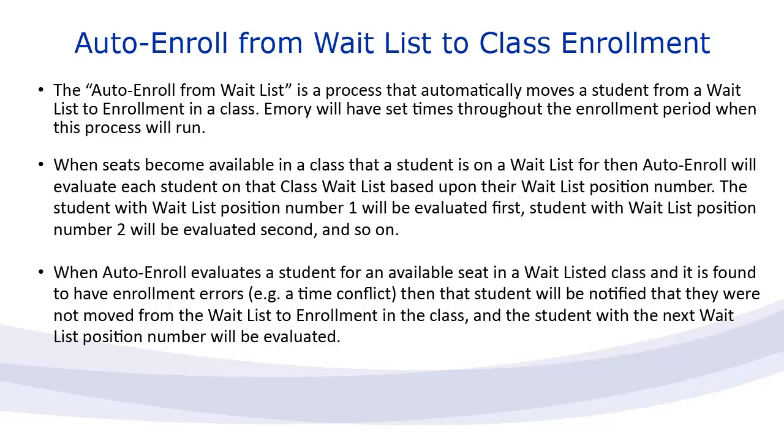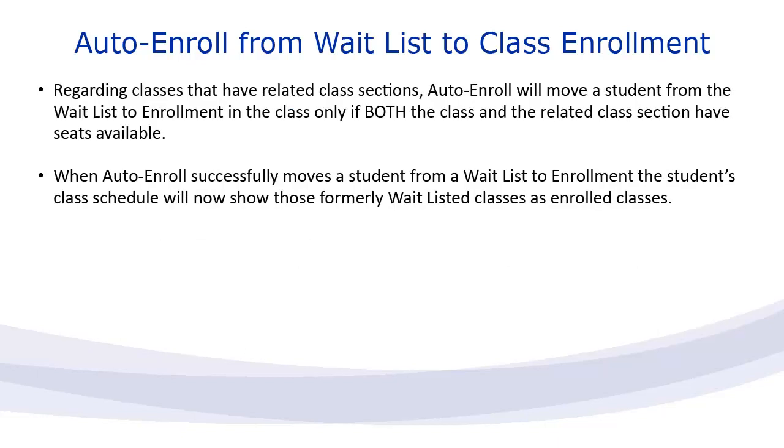When auto-enroll evaluates a student for an available seat in a waitlisted class, and it is found to have enrollment errors, like time conflicts, then that student will be notified that they were not moved from the waitlist to enrollment in the class, and the student with the next waitlist number will be evaluated. Regarding classes that have related class sections, auto-enroll will move a student from the waitlist to enrollment in the class only if both the class and the related class section have seats available. When auto-enroll successfully moves a student from a waitlist to enrollment, the student's class schedule will now show those formerly waitlisted classes as enrolled classes.